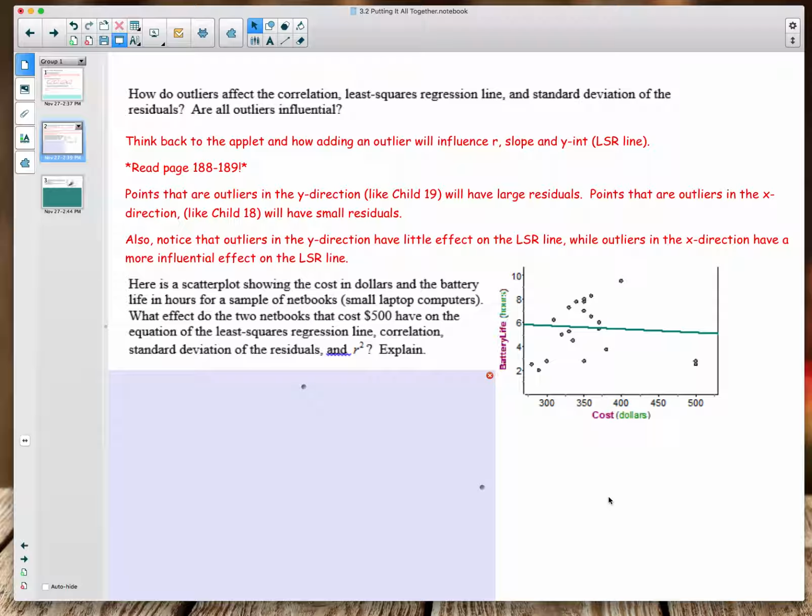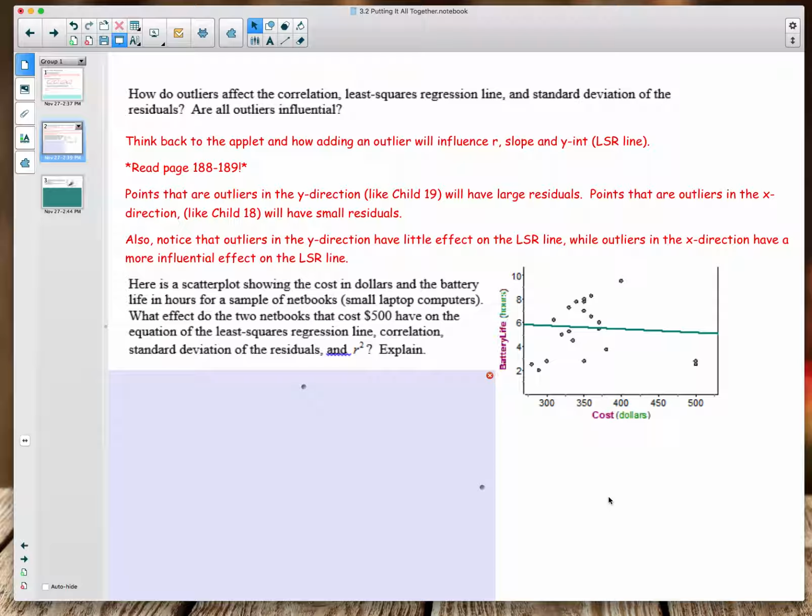So even though it's an outlier, and once again, make sure you're looking at the graph on page 189, not this one, because this is a different one that's actually showing your notes. Child 18 is further away in the x direction as an outlier, but it's still close to your least squares residual line. So that's not going to affect the residuals quite as much as child 19 would. Okay, and one other thing, we call those points influential.